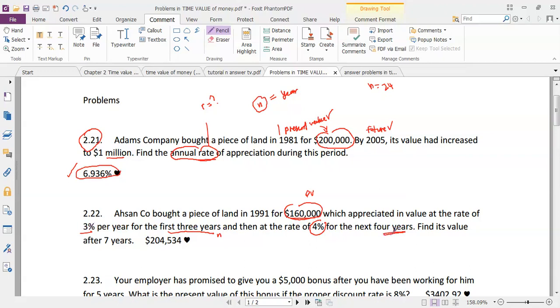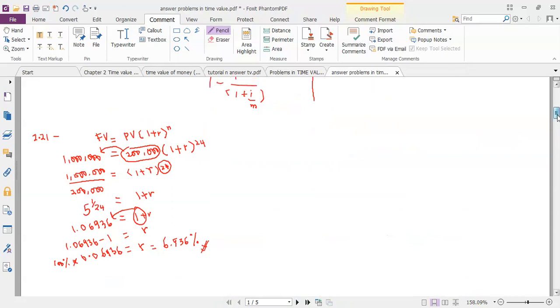And for the next 4 years, N is 4, using the rate 4%. Find its value after 7 years, 7 years in the future. So we need to find out FV. Because it is not stated here whether it is compounded monthly, we just assume we are also using the simple future value formula, the same formula as before.